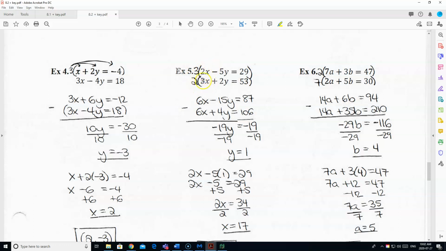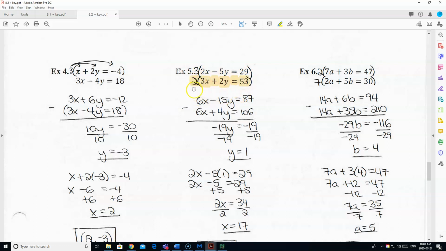Okay, so this has 2x, this is 3x. If you want the x's to have the same coefficient so we can eliminate the x, you multiply the bottom equation by 2 because there's a 2 on the x, and the top equation by 3 because there's a 3 on the x. If you do this out and rewrite both equations, equation 1, you multiply the 3 in, you get 6x, 3 times negative 5 gives you negative 15y, and 3 times 29 gives you 87.